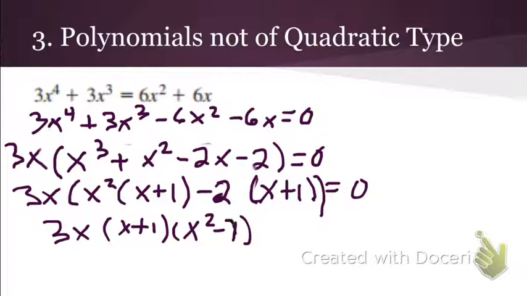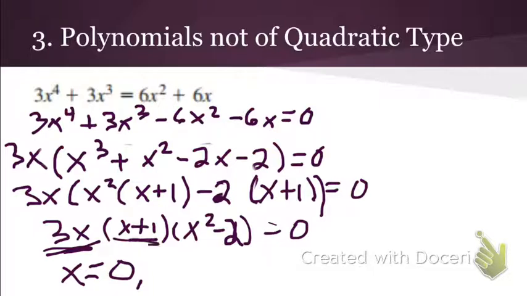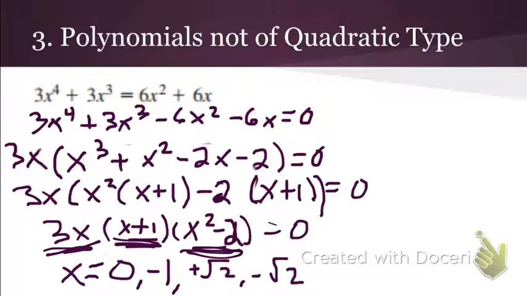Alright, oops, minus 2. So now, when we set each factor equal to 0, we set this factor equal to 0, 3x, divide both sides by 3, and you get x is 0. Set this factor equal to 0, subtract 1 on both sides, and we get negative 1. Set this factor equal to 0, and we should get plus root 2 and negative root 2. You don't really need the plus, so you just say root 2.